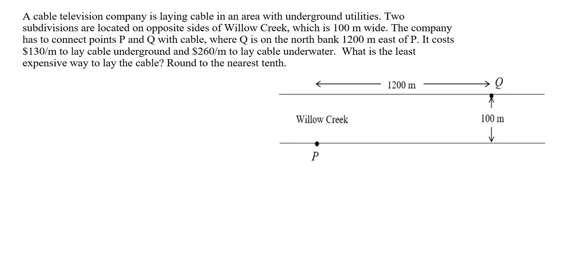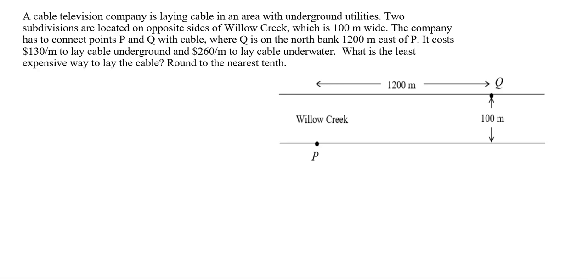Okay, in this question, we're going to be looking at minimizing the cost of laying cable in different scenarios. So let's go through the question and then see what's happening. A cable television company is laying cable in an area with underground utilities. Two subdivisions are located on opposite sides of Willow Creek, which is 100 meters wide.